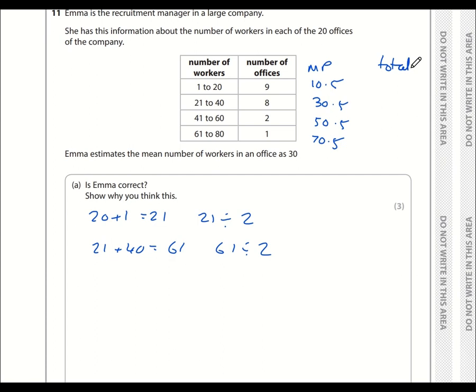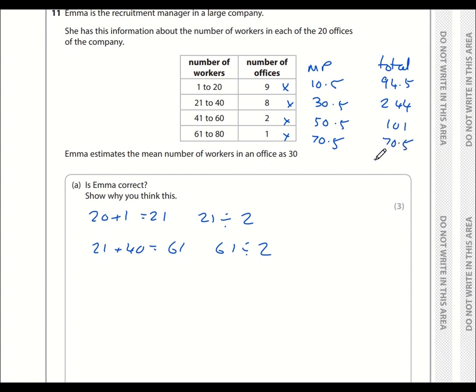So what is the total number of workers in these 9 offices? Well, it's going to be 9 multiplied by 10.5. So we're multiplying these figures by the midpoints. So that's going to give us 94.5, 244, 101, and 70.5.